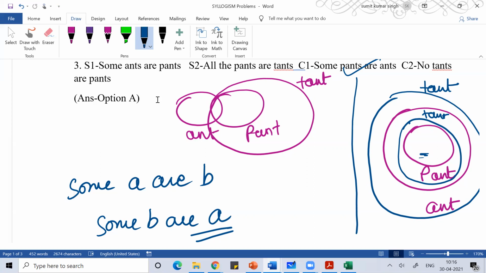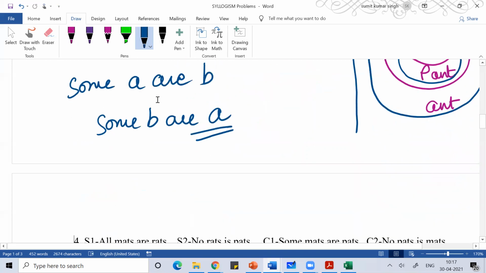Here it is given all pant are tent. So if all pant are tent, definitely some tent would be pant. Here they're telling no tent are pant. That is not true. Very simple.